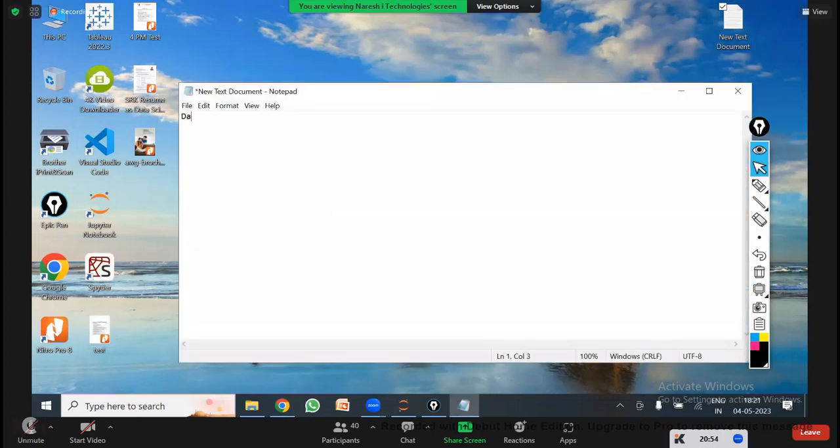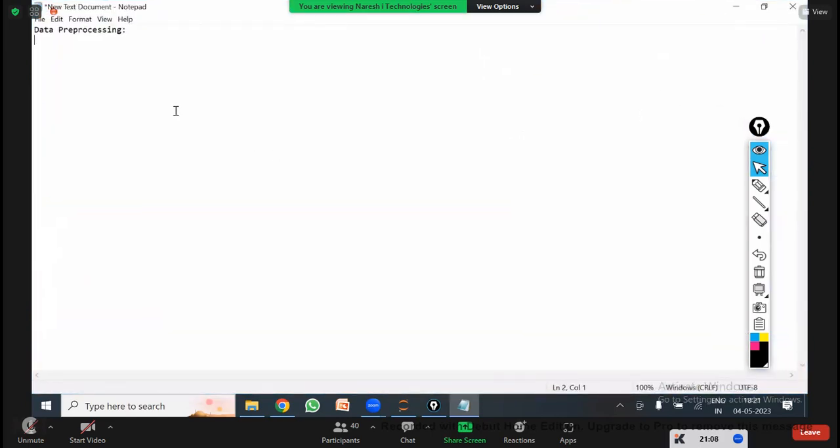So, data pre-processing. First, what is meant by data pre-processing? What is data pre-processing, guys? Data pre-processing means you're processing the data before sharing it with the machine to learn. Whatever things you do before sharing the data with the machine to learn, that is called data pre-processing. To understand simply, we are going to learn data science, machine learning, and artificial intelligence.